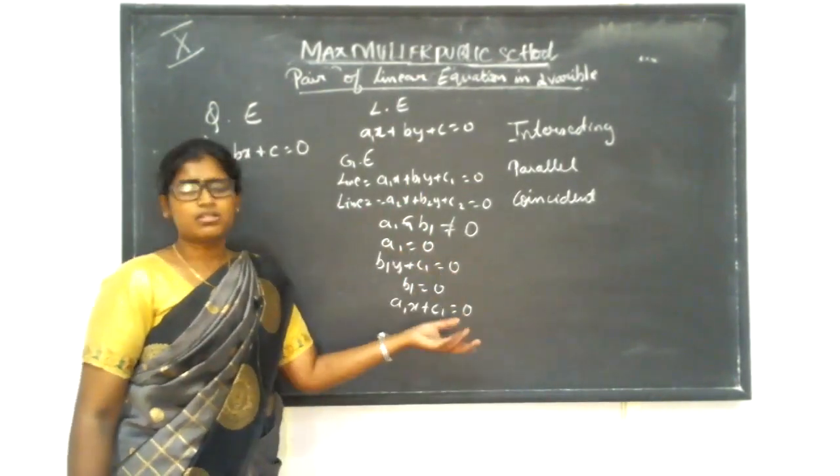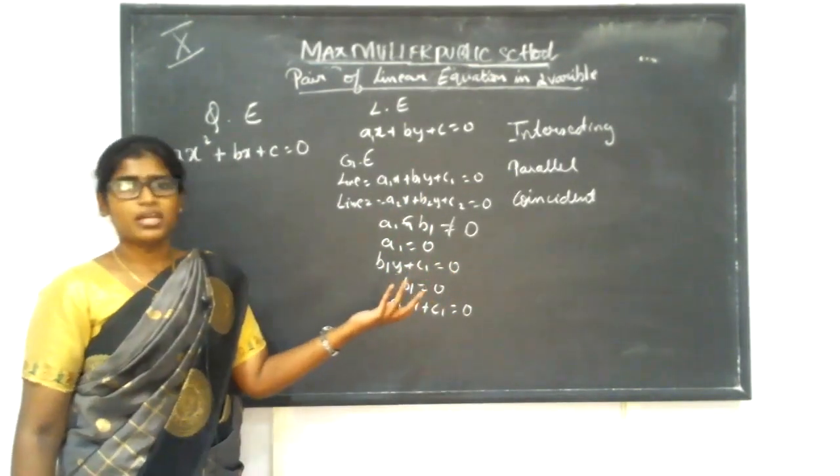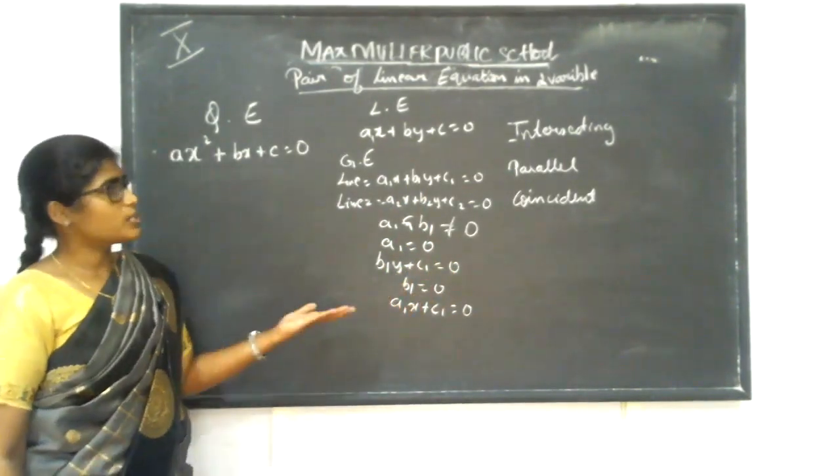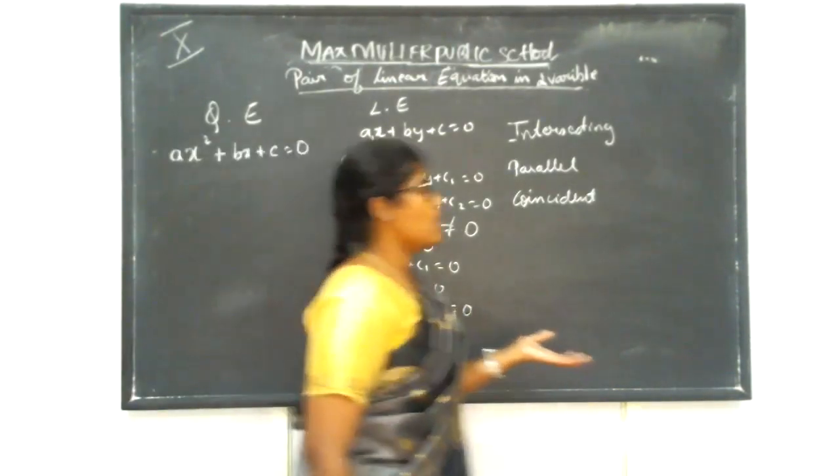If c is equal to 0, no issues. You will be having both x and y axes, and you can do the sum. Clear? Understood? Any doubts with the general form? Nothing, I guess. Now coming to the lines.